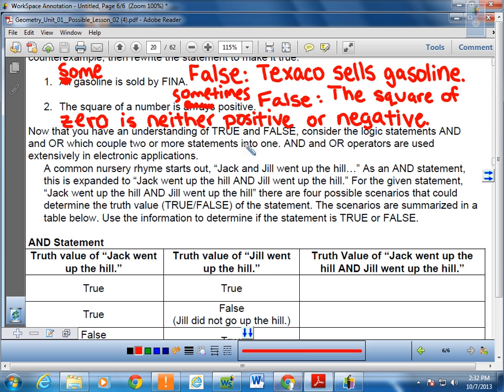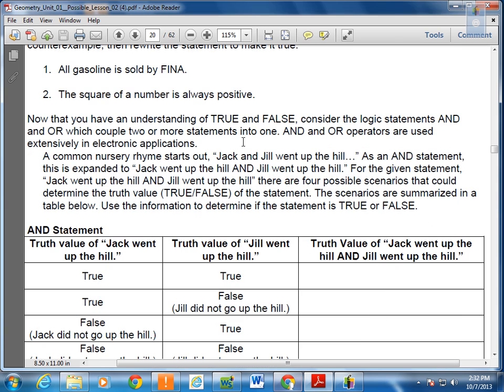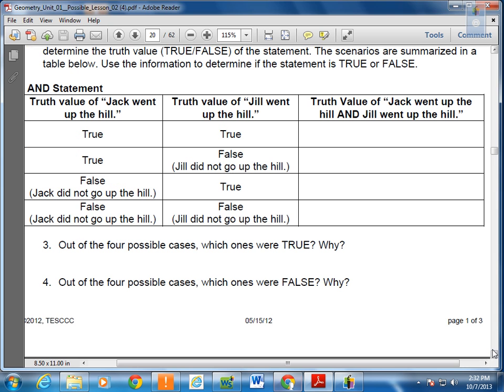For the given statement, Jack went up the hill and Jill went up the hill, there are 4 possible scenarios that could determine the truth value of the statement. The scenarios are summarized in the table below. Use the information to determine if the statement is true or false. Truth value of Jack went up the hill. Truth value of Jill went up the hill. Truth value of Jack went up the hill and Jill went up the hill.